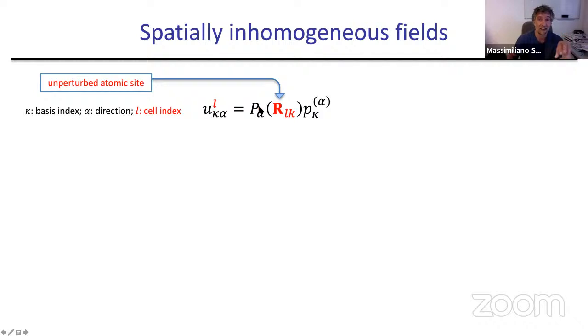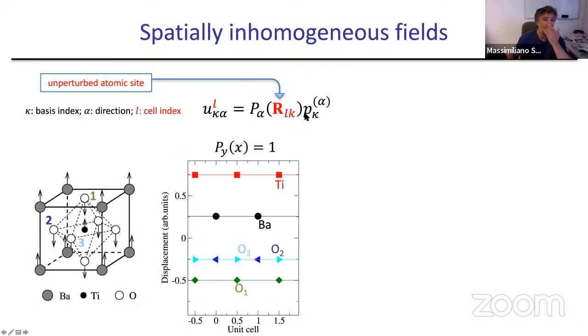So this is a cell index. This is some function that runs over the whole crystal, and this is no longer cell periodic. So what we have is that if the polarization field is a constant, of course we recover the previous slide. So we have a uniform displacement of the titanium, of the barium, of the oxygens, and here is a sort of legend that tells you what these numbers correspond to.